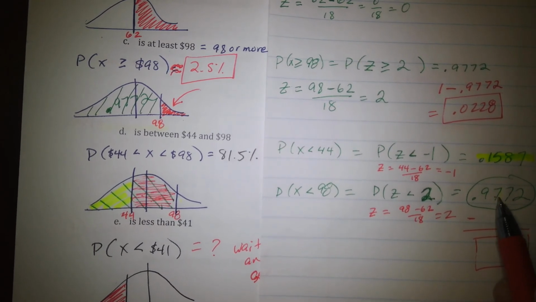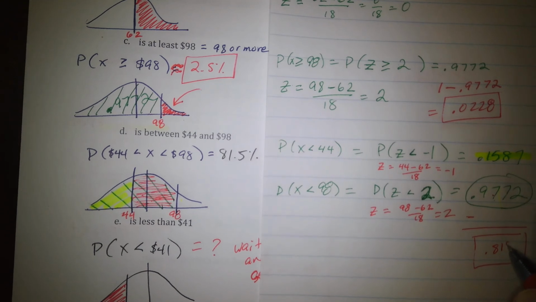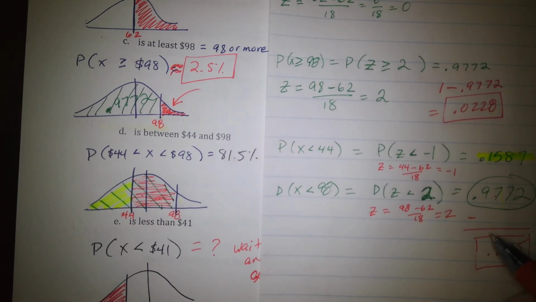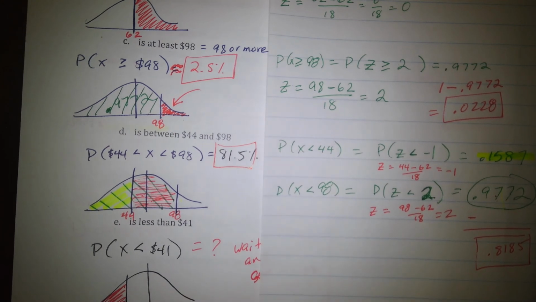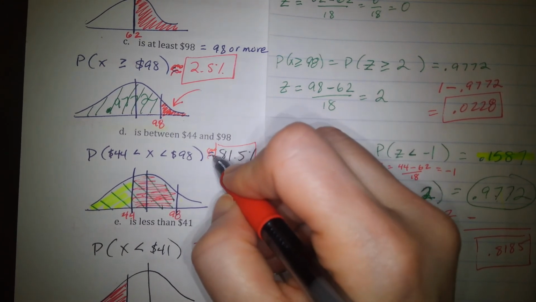Now remember, I should subtract it big minus small. We never want a negative answer. And when I do that and I subtract those two numbers, you're going to end up with 0.8185, which does match what we found over here. But again, remember, this is an approximation.